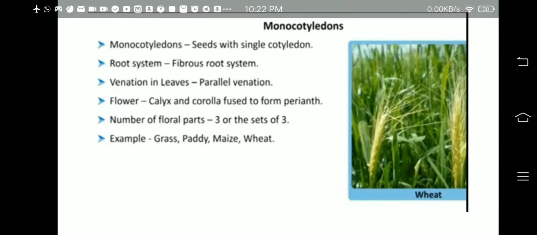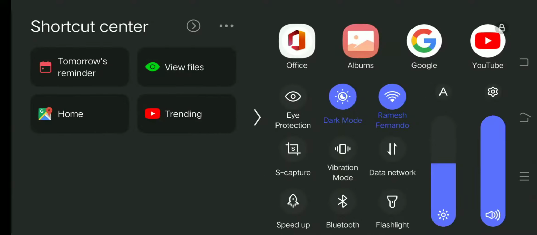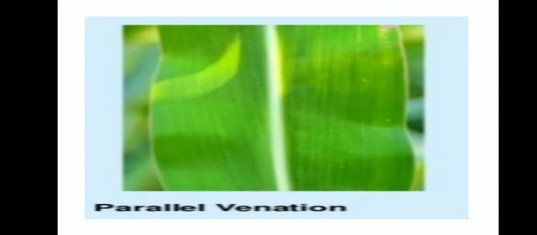Parallel venation means, you see in the picture, the veins in the leaves are parallel to each other. You have seen the banana plant. So the venation will be parallel to each other. So all the monocotyledons have got parallel venation in the leaves.